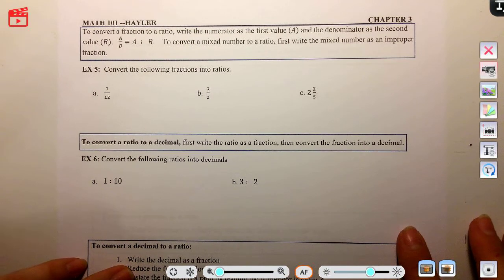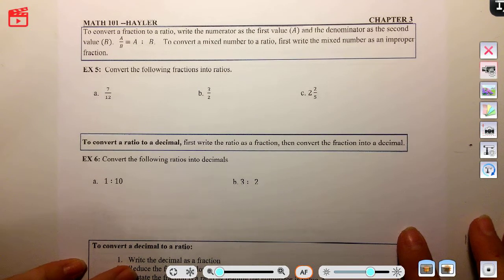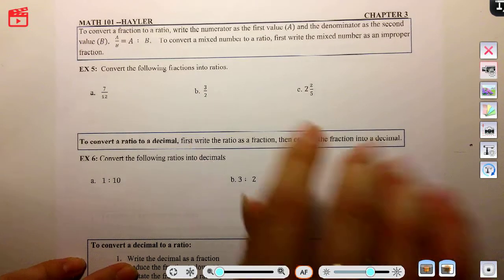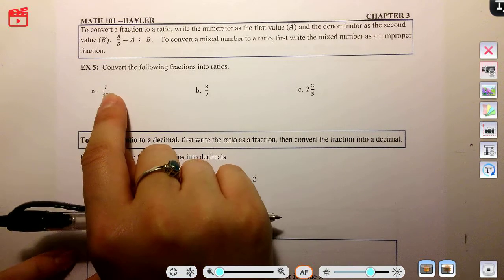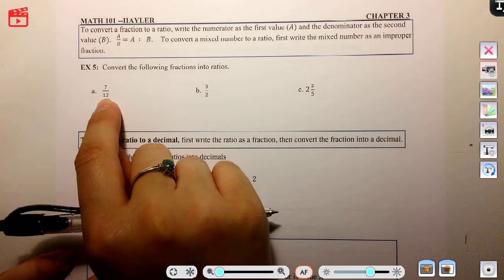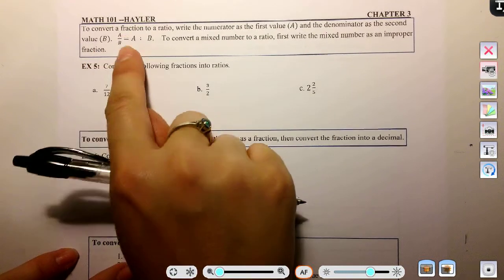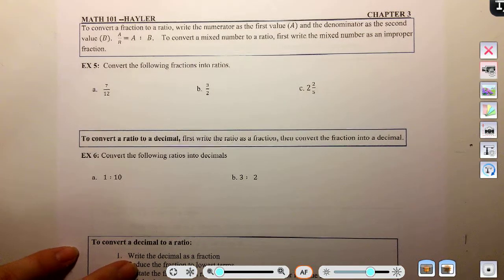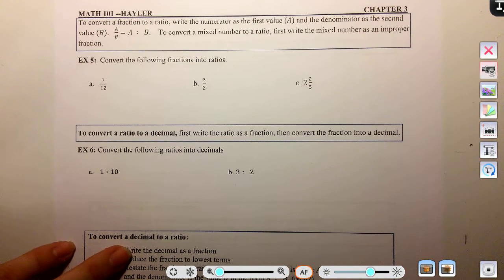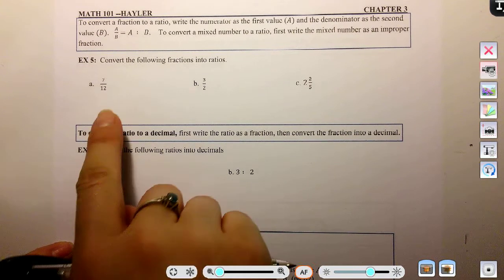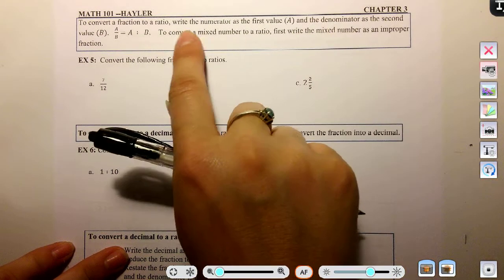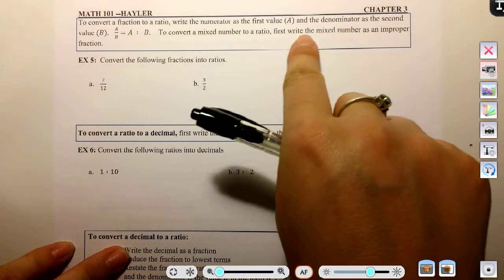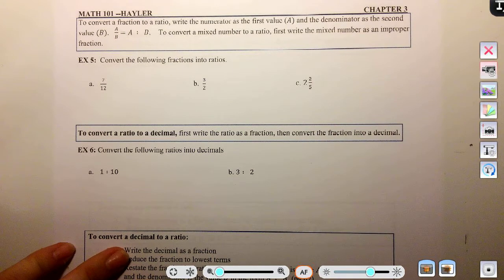All right, let's see. So we're converting a fraction to a ratio. Okay, so we're going the opposite direction this time. So you're going to write the first value, the numerator, and the second value as the denominator. All right, so if you have a over b, you just write it as a to b, which is pretty much the exact opposite of what we just did in the other example. All right, and if we have any mixed numbers, to convert a mixed number to a ratio, you're going to first write the mixed number as an improper fraction. All right, keep that in the back of your mind.